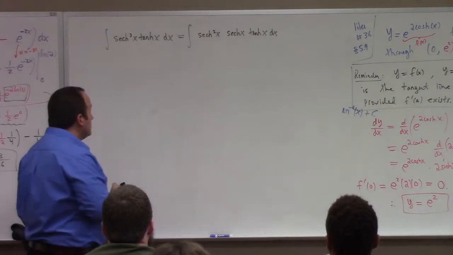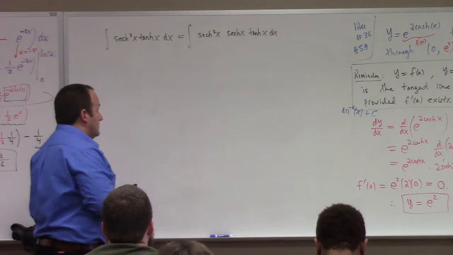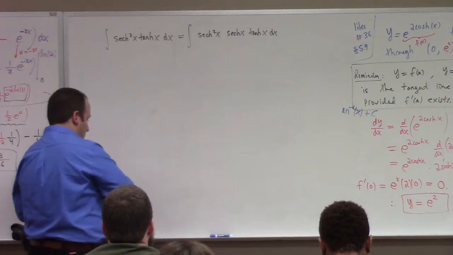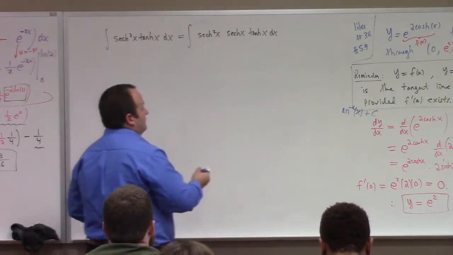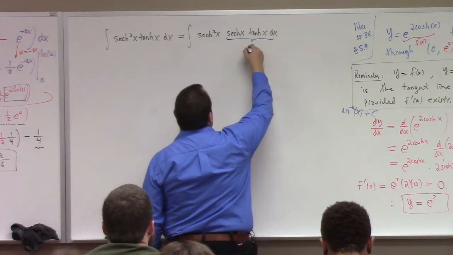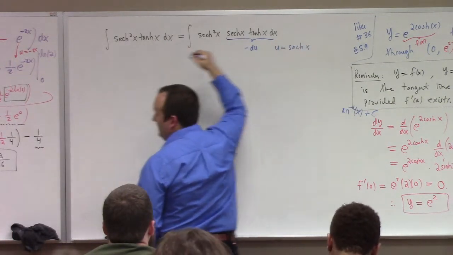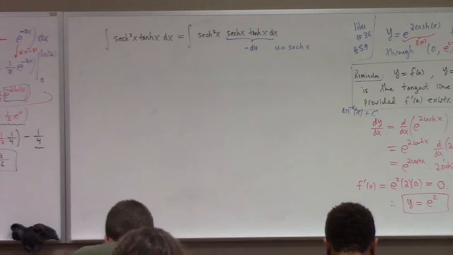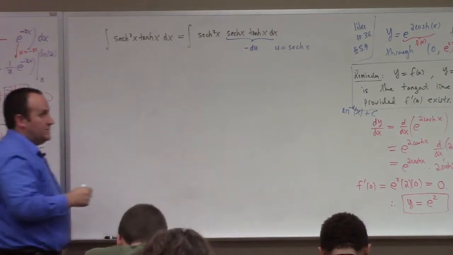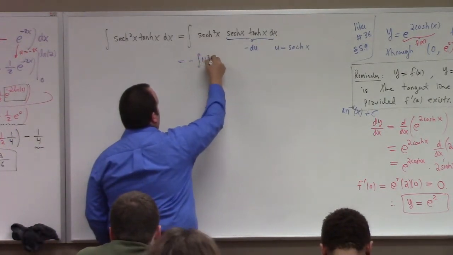Wouldn't it be easier just to convert the hyperbolic tangent to hyperbolic sine? Or convert them all to hyperbolic sine. I don't know. I think this is minus du if I let u equal hyperbolic secant x, right? We just worked that out over here. The derivative of secant is minus secant tangent. So this is minus the integral of u squared du.